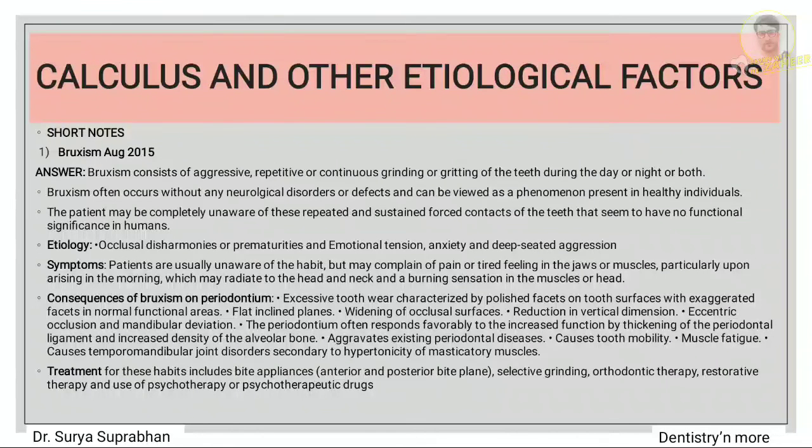Then coming to the next, that is short note, bruxism. Because short notes are like 3 marks, you don't have to write this many sentences. Just write what is bruxism, and then just mention the etiology and the symptoms, and please do mention the consequence of bruxism on periodontium.